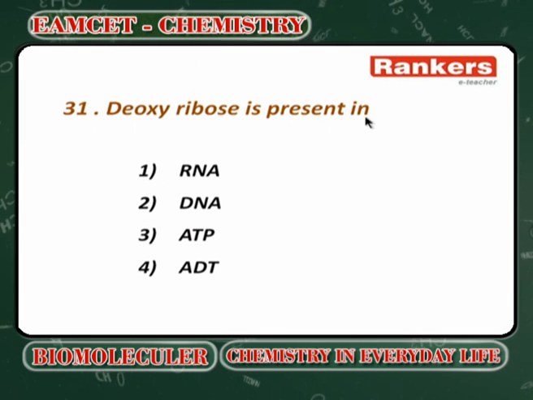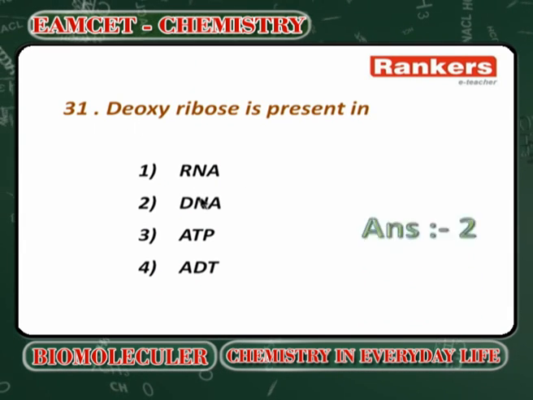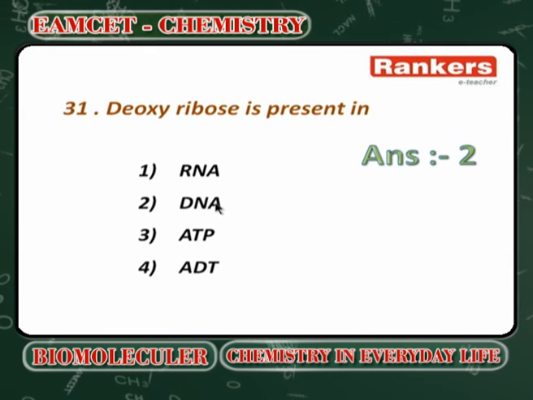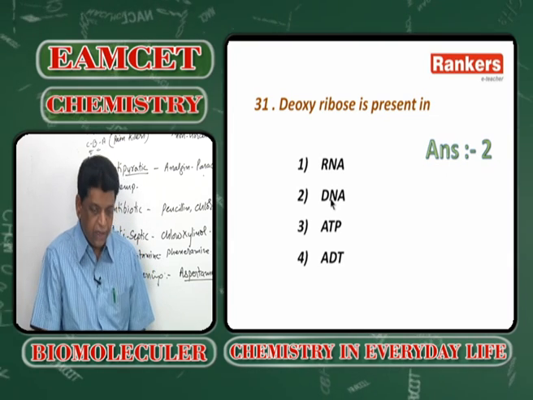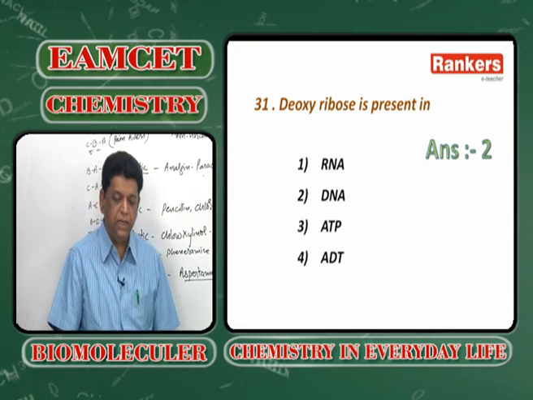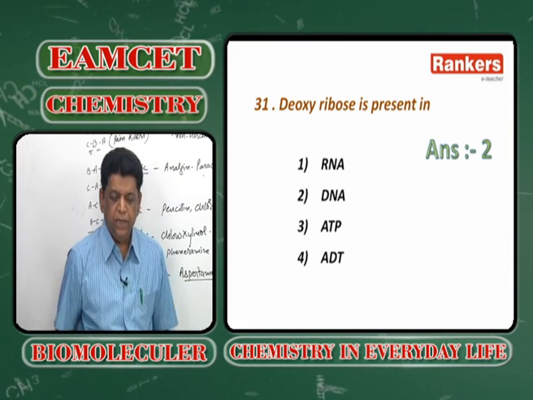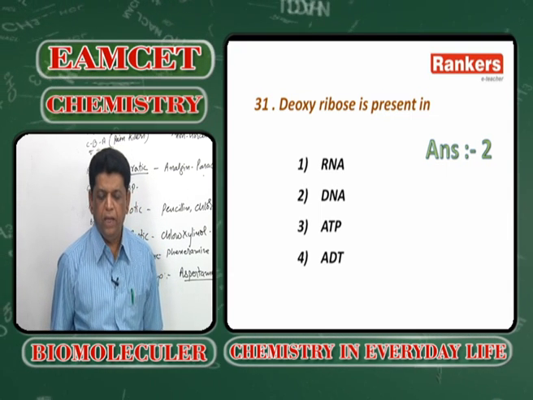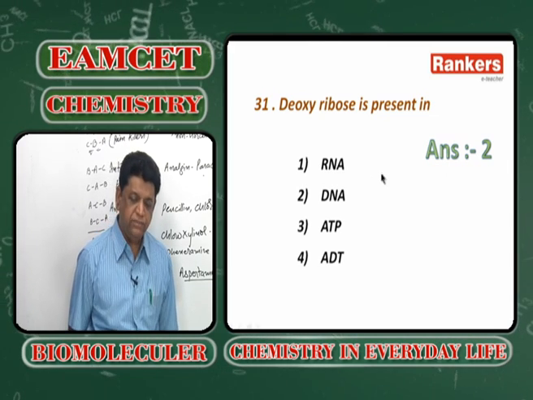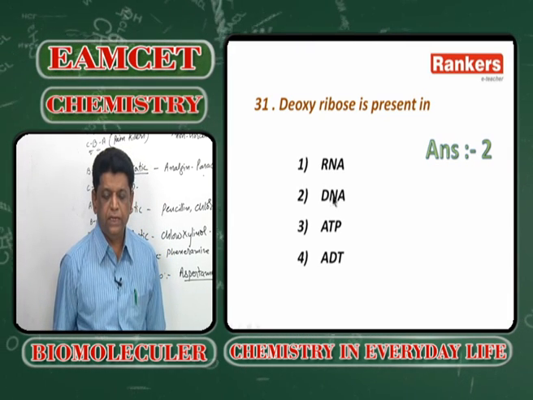deoxyribose is present in DNA; that is what D stands for, deoxyribonucleic acid. RNA stands for ribonucleic acid. However, adenosine triphosphate and adenosine diphosphate, ATP and ADP, are just bases with phosphates, that is all. The second is the right answer.